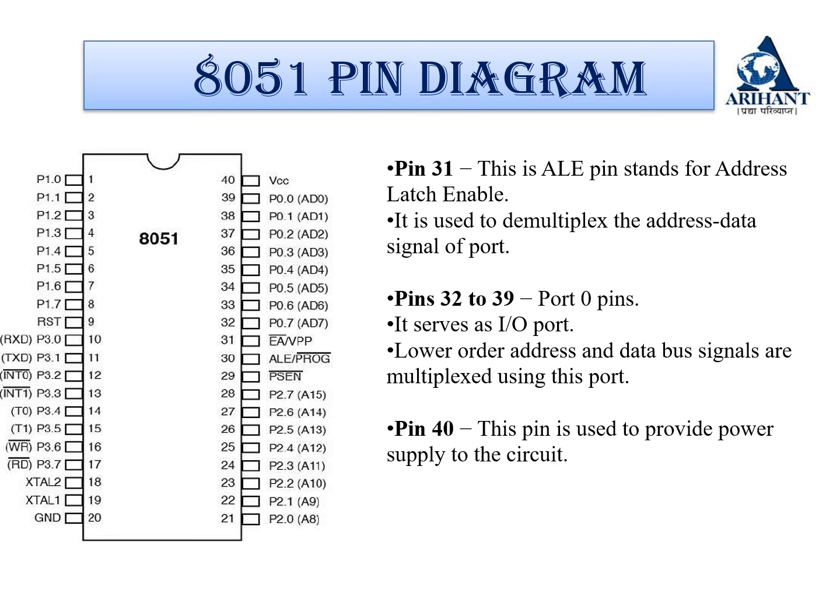Pins 32 to 39 are used as port 0 pins. It serves as an input-output port. Lower order address and data bus signals are multiplexed using this port. And the last pin is pin number 40. This pin is used to provide power supply to the circuit, that is plus 5 volts.